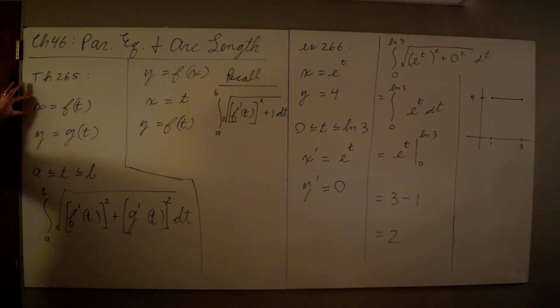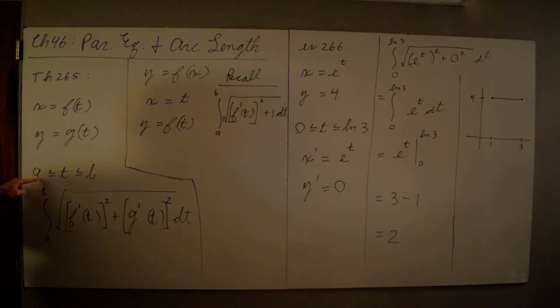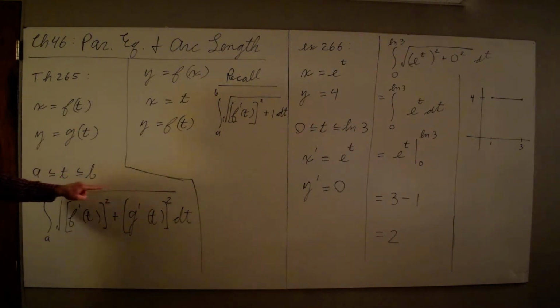You have a plane curve given by parametric equations. x is f of t, y is g of t. t is bounded between a and b. And we want the length of the curve, then, is the integral from a to b of the derivative of f squared plus the derivative of g squared, all of that under the square root.